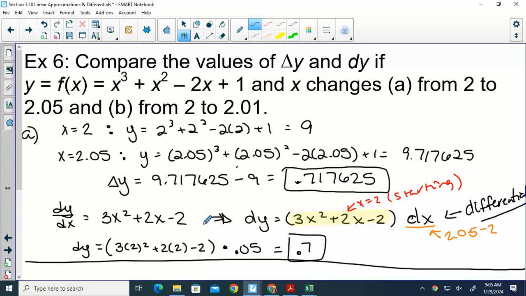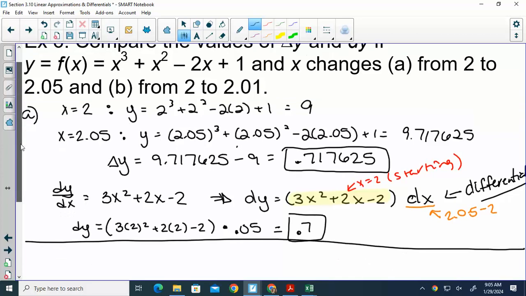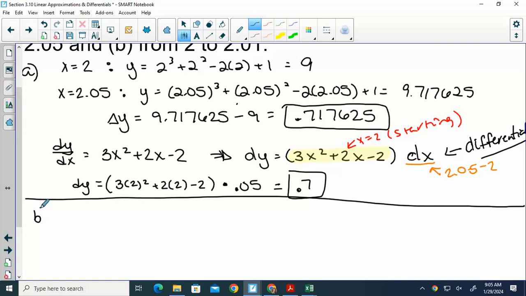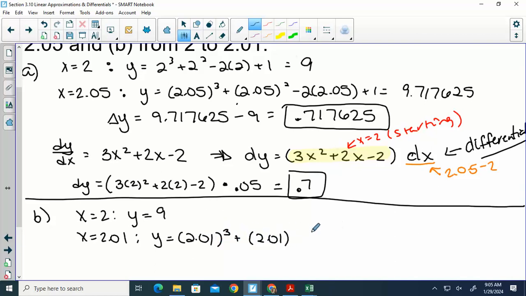All right, let's try it again with 2.01. I think I gave you one slide after this one. So, we already know that if x equals 2, y is 9. So when x is 2.01, plug that into the original equation so we can find the actual amount y changed. And you don't necessarily have to show me all this work, but I'm writing it out so you can see exactly where my numbers are coming from.